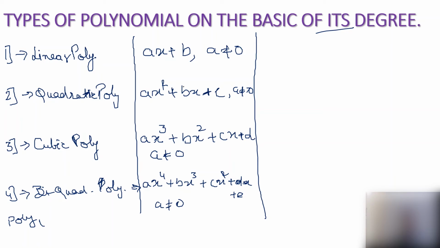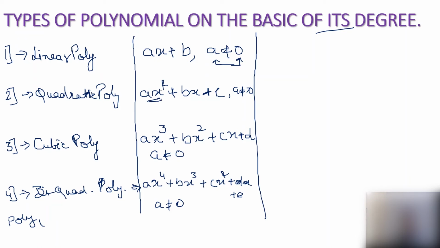Why is there an additional condition that a is not equal to 0? What will happen if a is equal to 0? If a is equal to 0, it will become a constant polynomial with degree 0. Therefore, the variable of highest power degree should be non-zero.